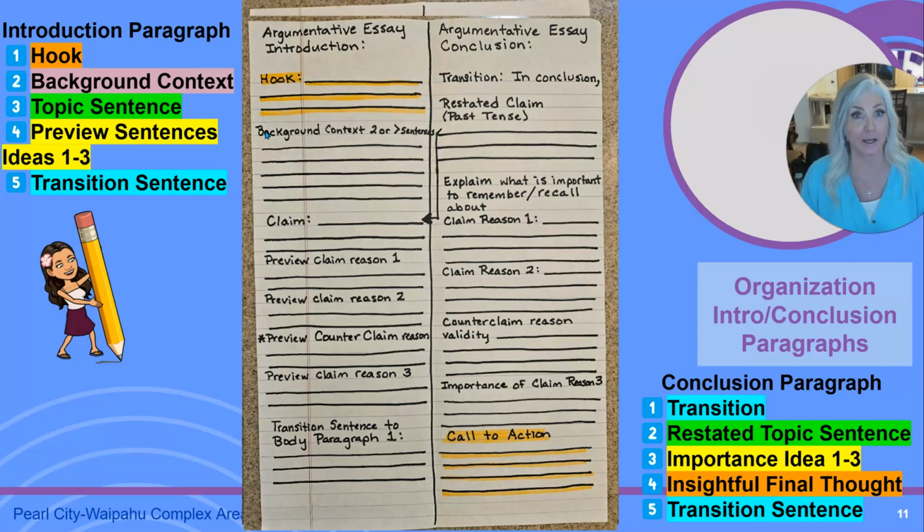This is the introduction, okay? So the hook, background context, 2 or more sentences. It has to be a full background context. So currently there is a debate about some feel this while other people feel this. And so a really well thought out background context. Then you put in your claim. Don't even say however, you just say cell phones should not be allowed in school. Period. That's your claim. Then you preview your claim reasons in a sentence each.